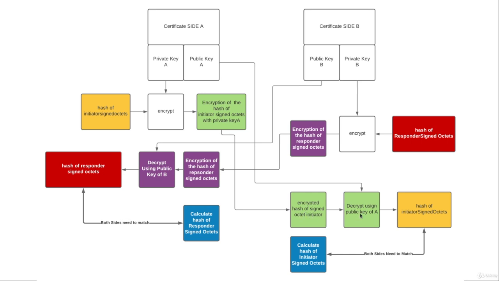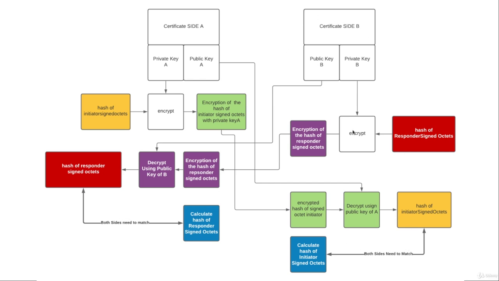The responder would decrypt using the public key of side A. It gets what should be the hash of initiator octets. It calculates the hash of initiator octets. If the calculation is equal to the decrypted value, then side A is authenticated.